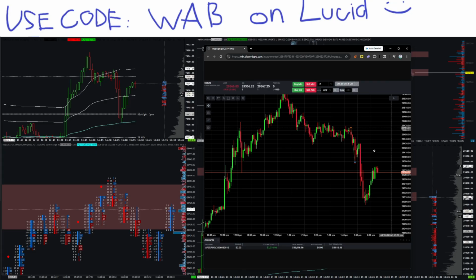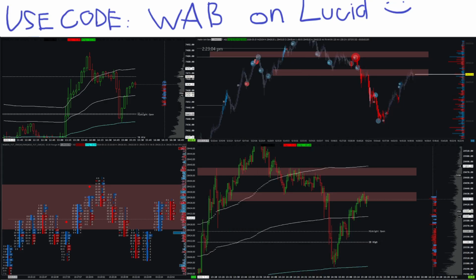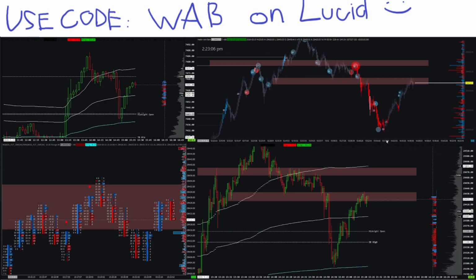And why did I pick this location? Why did I enter here, but not here? So let's just go through that. First, location and timing. The location of this trade is basically this level, right? But why here and not here in terms of timing? We can go through that here. I can show you guys on this chart.